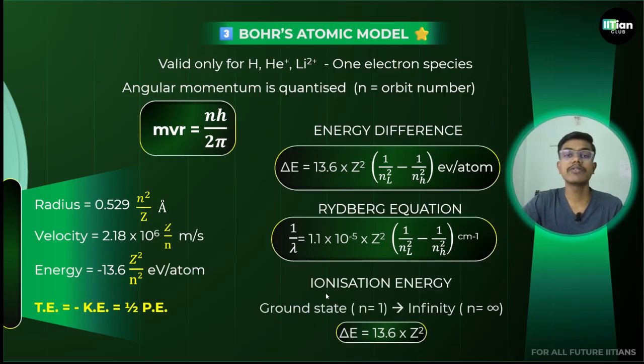And now when you are removing the atom from n equal to 1, this is the ionization energy. From the ground state, you are removing the electron completely from the orbit, it is going to infinity. So the delta energy required for that is known as ionization energy and is equal to 13.6 into Z square.